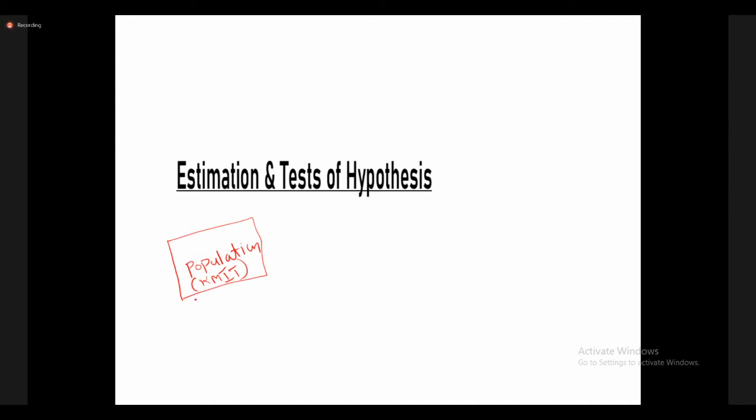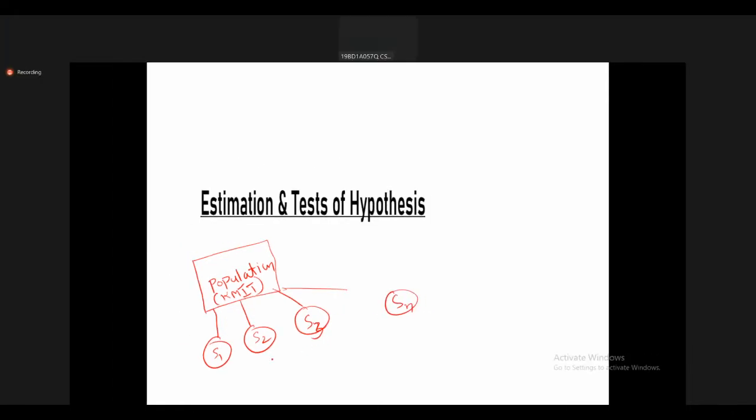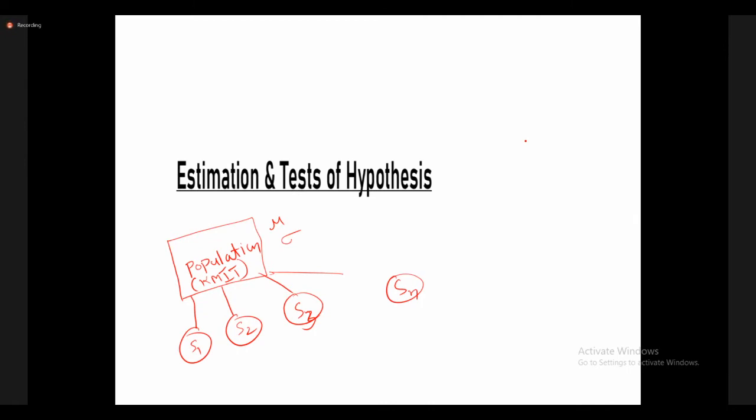In KMIT, suppose 10,000 students are there. From first year, I will take two samples, S1, S2. From second year, I will take another two samples, S3, S4, and so on. Like this, I will take some samples. By using these samples data, we are estimating population parameters, mean and standard deviation. The process is called sampling distribution.